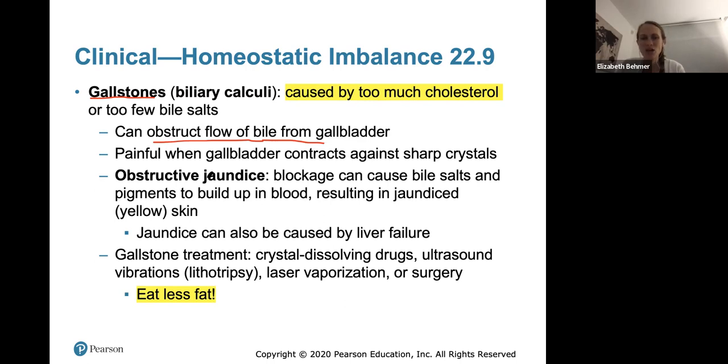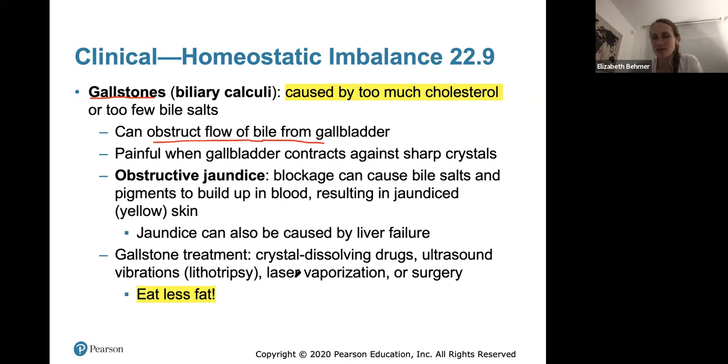An obstructive jaundice can be blockage, which causes the bile salts and pigments to build up in the blood, resulting in actually jaundiced or yellow skin. So if someone starts to turn yellow or jaundiced, then you definitely probably think it's a problem with their gallbladder. However, jaundice could also be caused by liver failure.